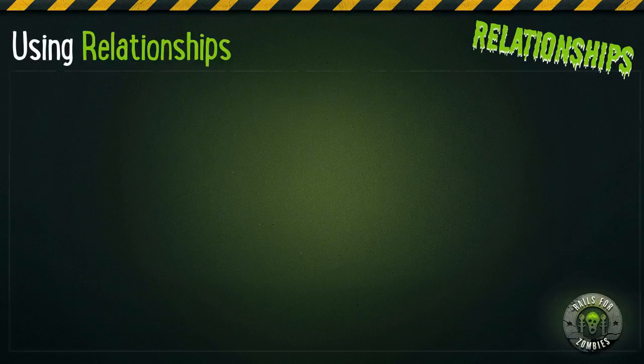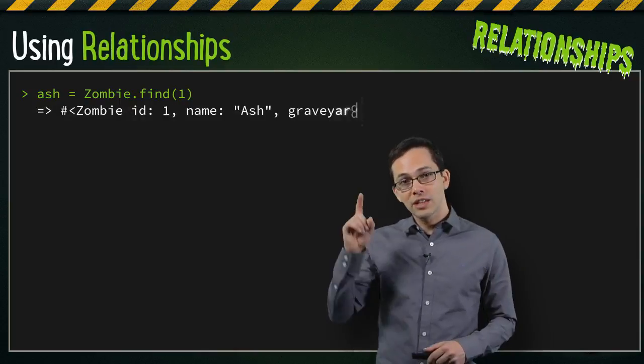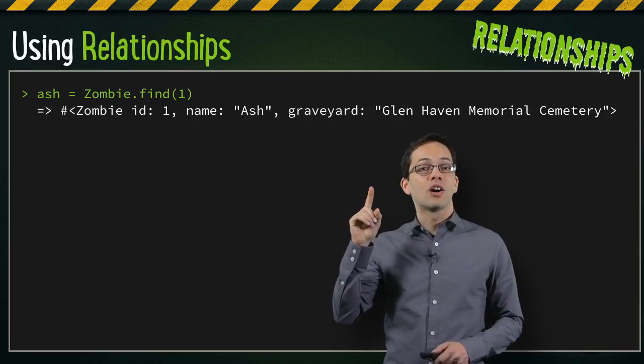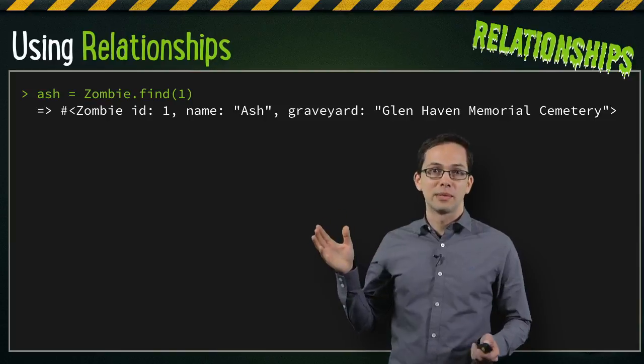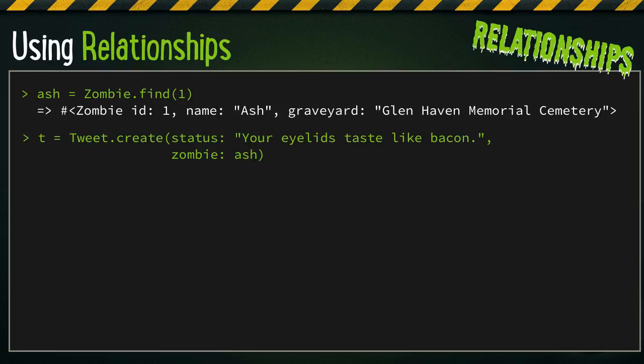Now let's go ahead and run some code. First, we're going to fetch the zombie with ID of 1 and set that equal to ash. You'll notice here what gets returned is actually the instance of our zombie class with the values of zombie Ash. Now let's create a tweet for zombie Ash. We're going to create a tweet with status "your eyelids taste like bacon," and the second parameter here in our hash is going to be zombie Ash.